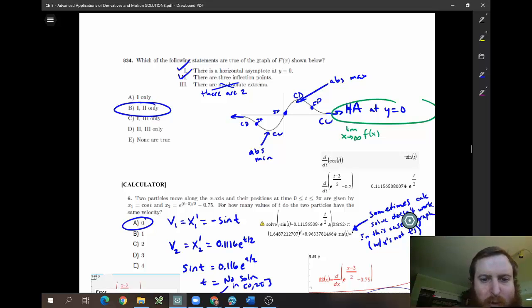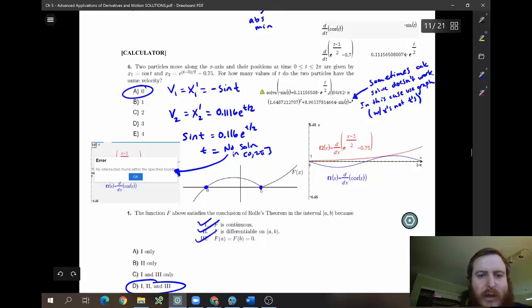There are 3 inflection points. If we look at this, it starts concave down, goes to concave up, switches back to concave down, and goes back to concave up. So that is true. There are 3. It switched 3 times. But then it says there are no absolute extrema. Well, because this has a horizontal asymptote at 0, we're going to get an absolute maximum and an absolute minimum. And so there are 2 absolute extrema. So this is 1 and 2.